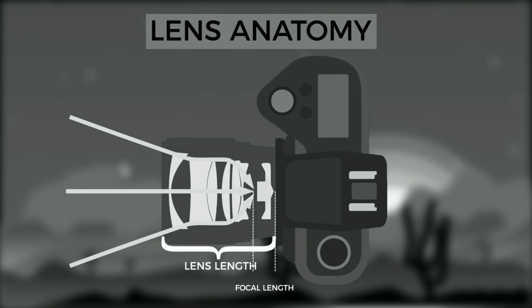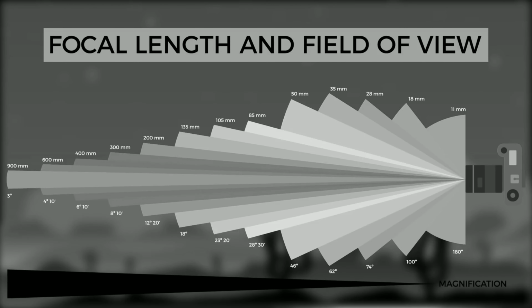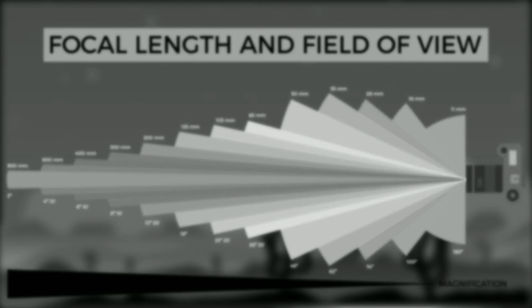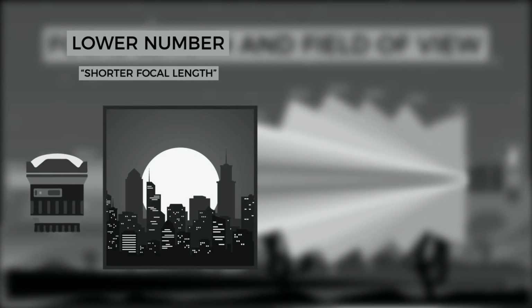So a lens with a focal length of 24 millimeters, for example, would have light rays converge 24 millimeters above the image sensor. The focal length number tells us the angle of view, how much of the scene will be captured, and the magnification, how large a subject will appear. The lower the number, the wider the field of view and lower the magnification, increasing the amount of the scene that our camera can see.